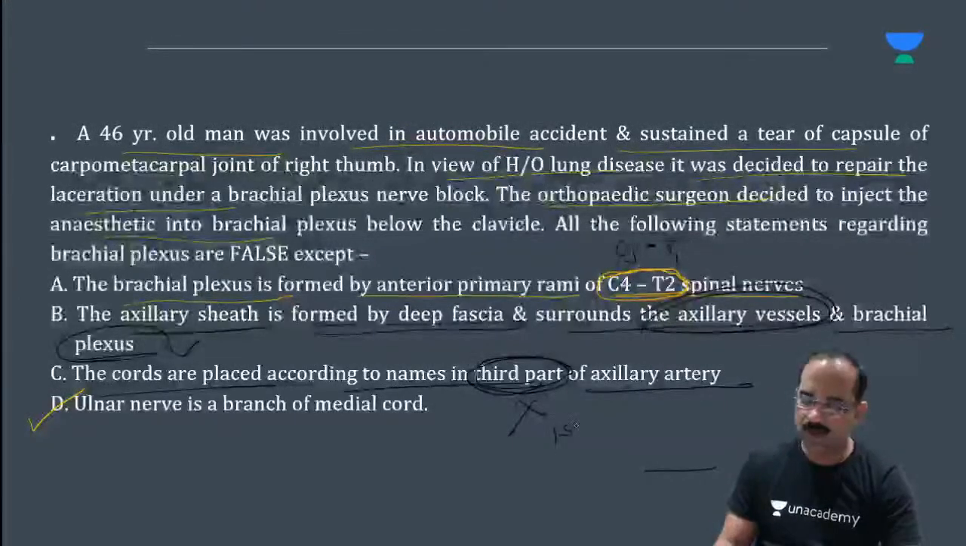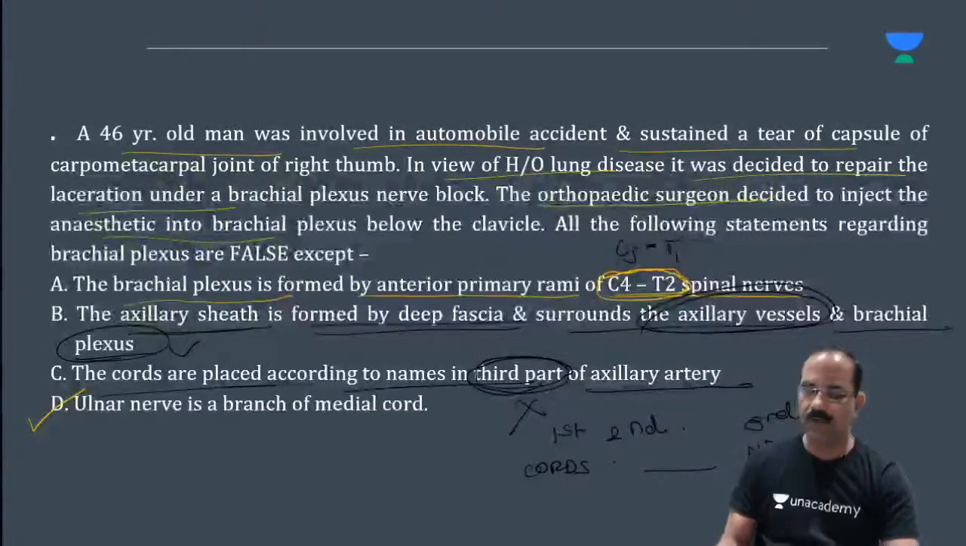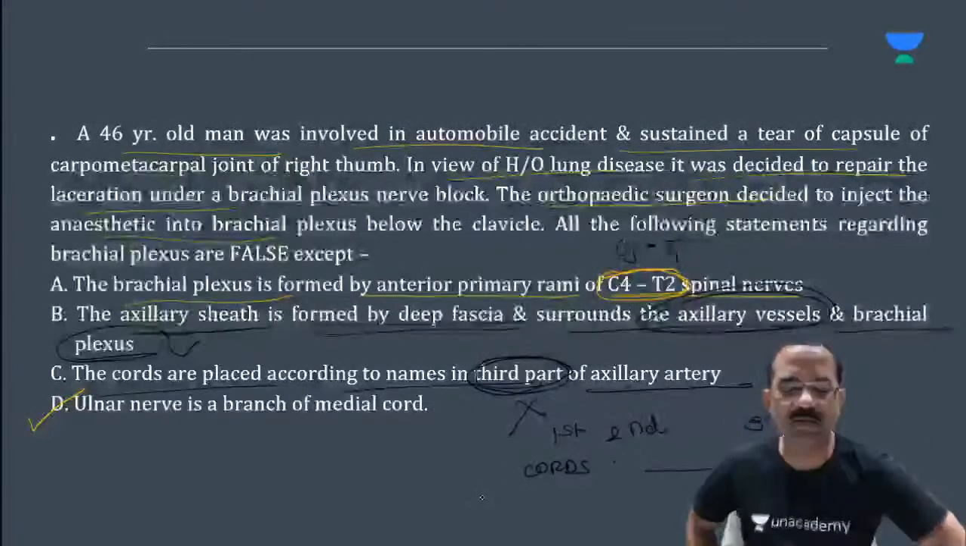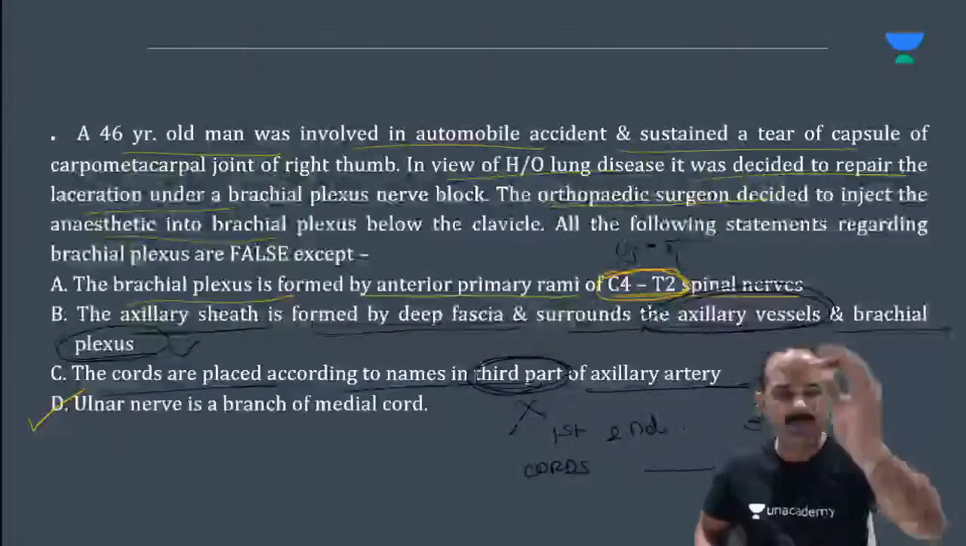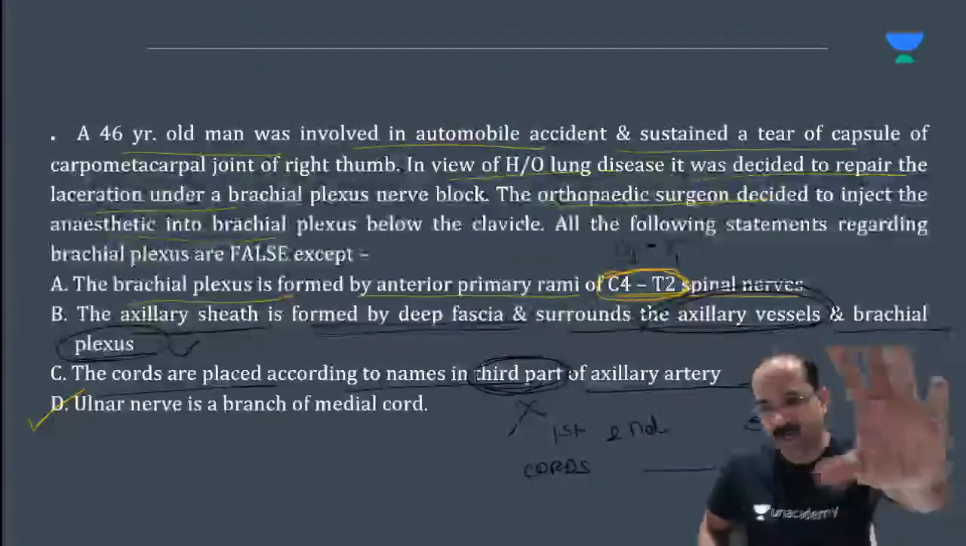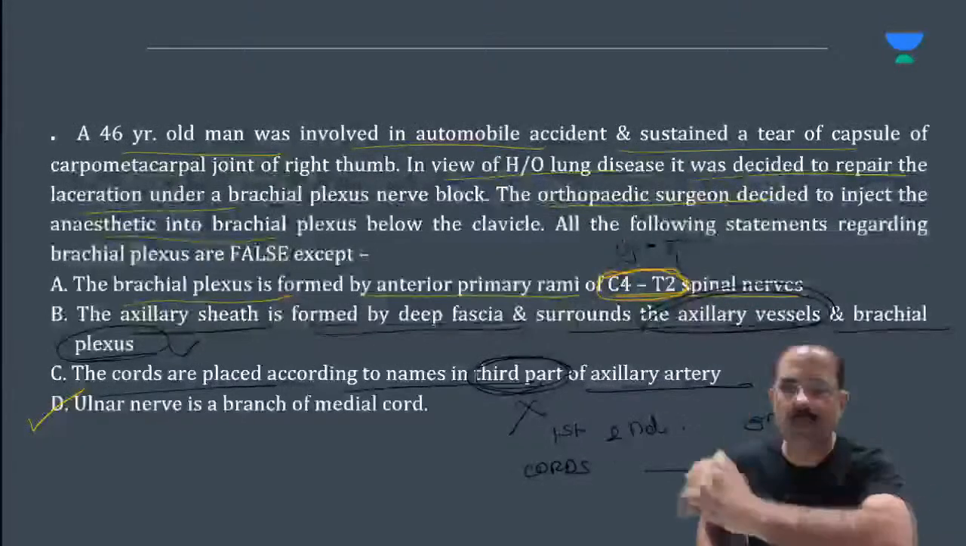So cords are present in the first and the second part of the axillary artery. Those are the cords. And in the third part we get the nerves. Nerves are present in the third part. And what is specific about the second part? Can anyone answer this? There's something very specific about the second part of the axillary artery. Cords are present in the first and the second part, agreed. But what is something very special in the second part?